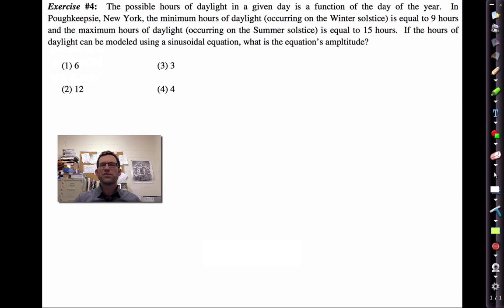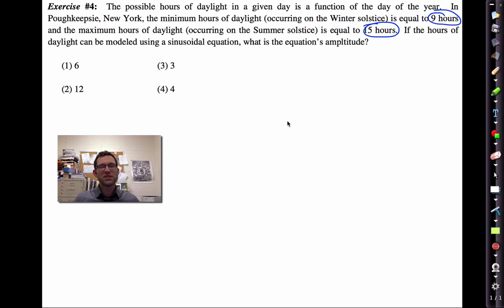All right, last little problem, multiple choice, then we'll stop the video. It says the possible hours of daylight in a given day is a function of the day of the year. This kind of makes sense. In January, early in the year, there's very little light during the day. By the time you're in the middle of summer, June, July, there's a lot of light. And then as you head into the fall, of course, the light is going down again. It says in Poughkeepsie, New York, the minimum hours of daylight occurring on the winter solstice is 9 hours, and the maximum hours of daylight occurring on the summer solstice is 15 hours. If the hours of daylight can be modeled using a sinusoidal equation, what is the equation's amplitude?